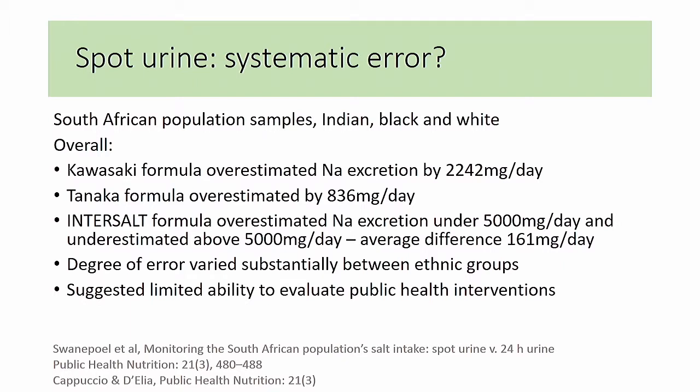So here's an example of a recent paper from 2017 in South African population samples, 3 ethnic groups, and they compared the 3 formulae that I've just referred to in spot urine compared to a measured 24-hour urine on the same day. And what they found was that there was systematic error in the 3 formulae that differed. So the Kawasaki formula overestimated excretion by more than 2 grams a day, which is a substantial amount when you're thinking about the target that we're looking for. Tanaka formula overestimated by less than that, and the Intersalt formula, the average difference between the groups was 161 milligrams a day, which is much better again, but it overestimated sodium excretion under 5 grams a day and underestimated it over 5 grams a day. So there was a systematic error there.